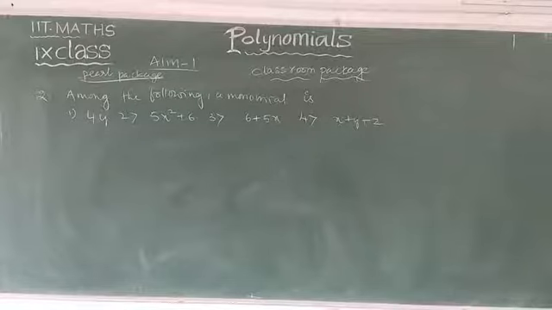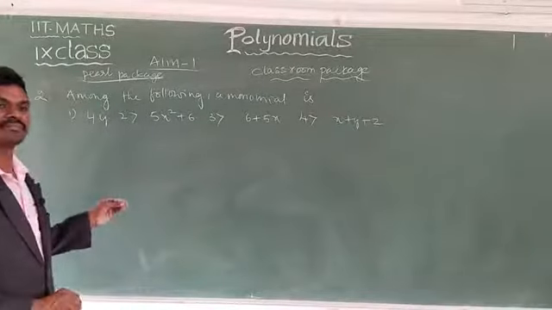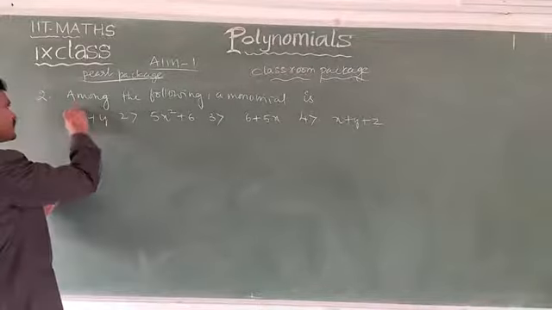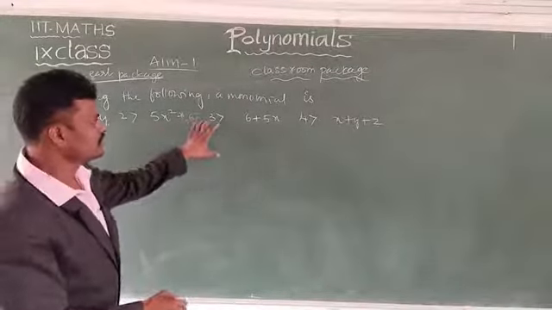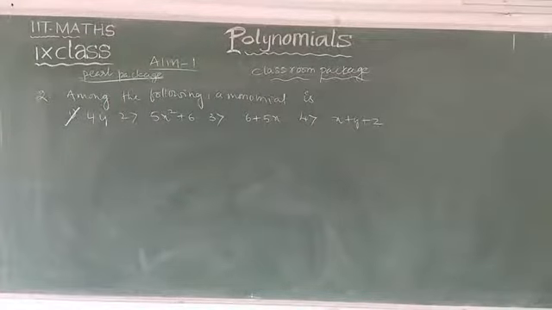Okay, next one, among the following a monomial is. Monomial means only one term, that is called a monomial. Here this is one term, this is a binomial, this is a trinomial. Our answer is the first one. Note down.